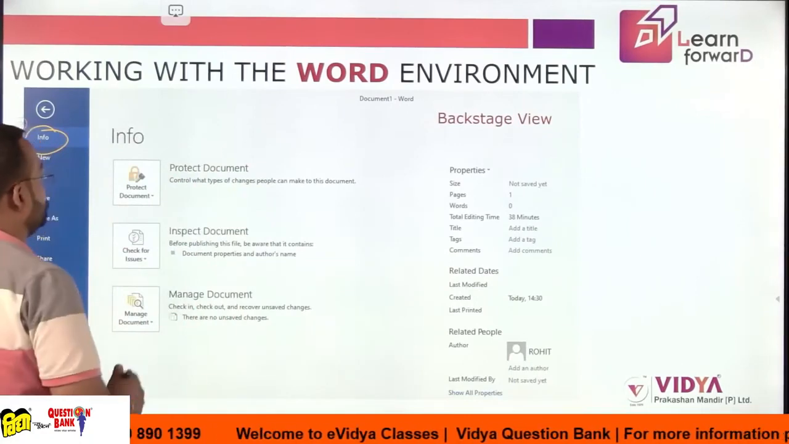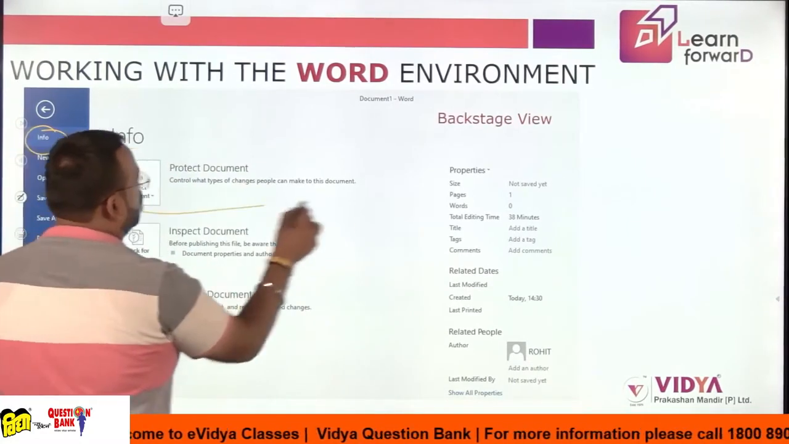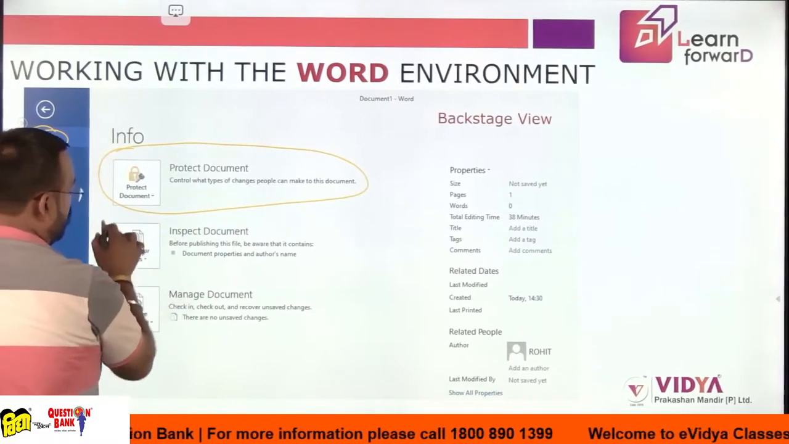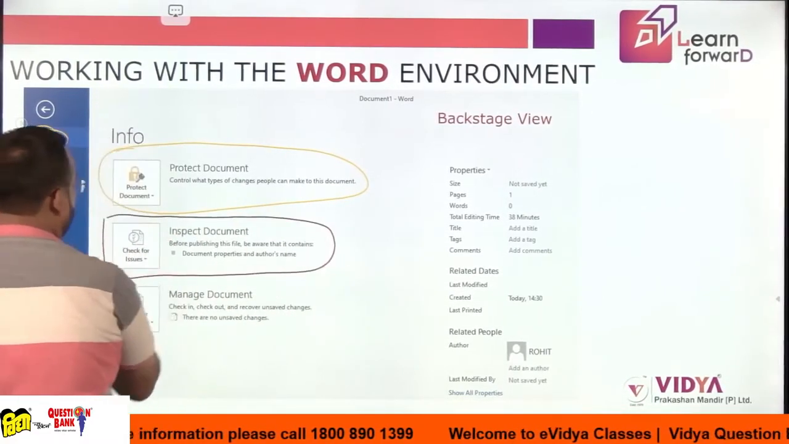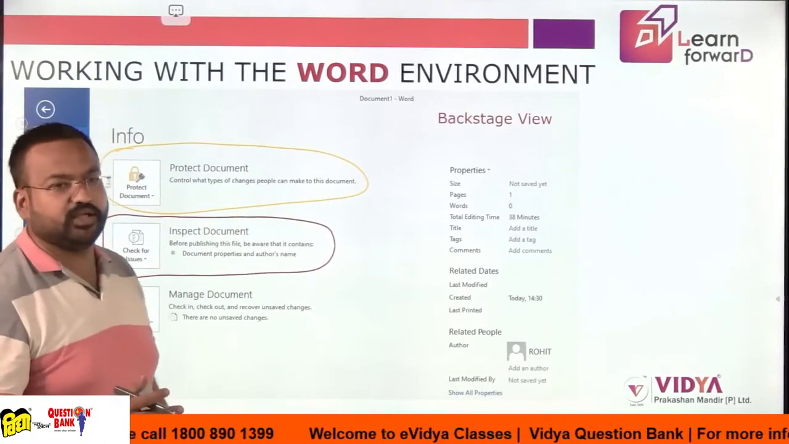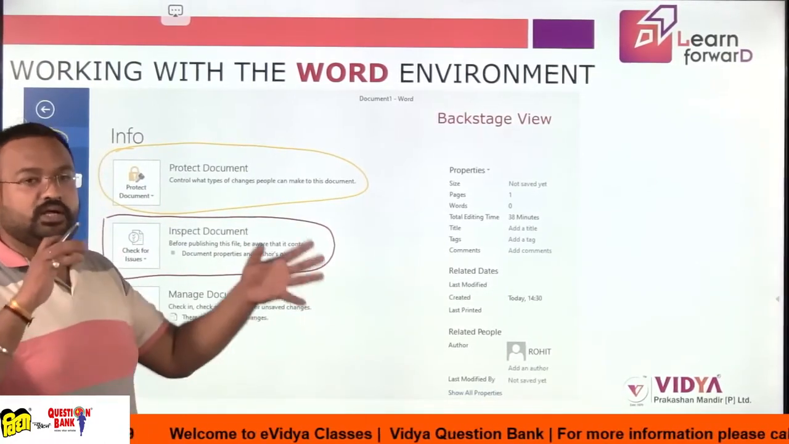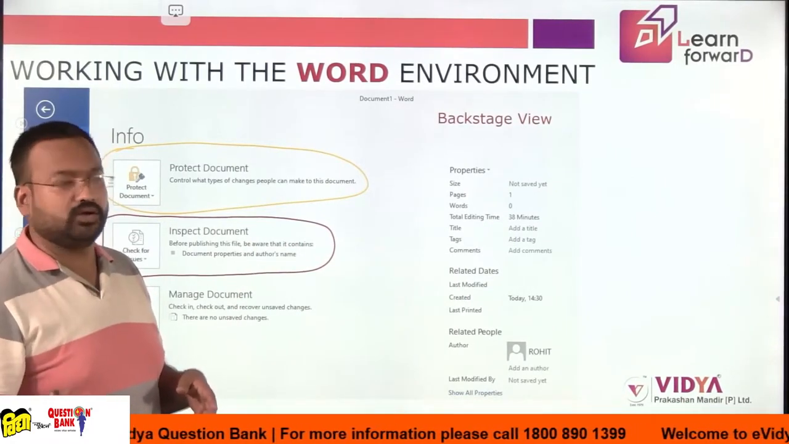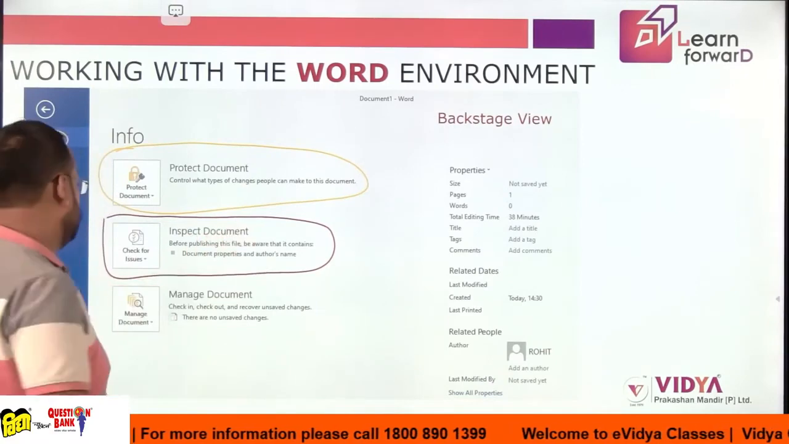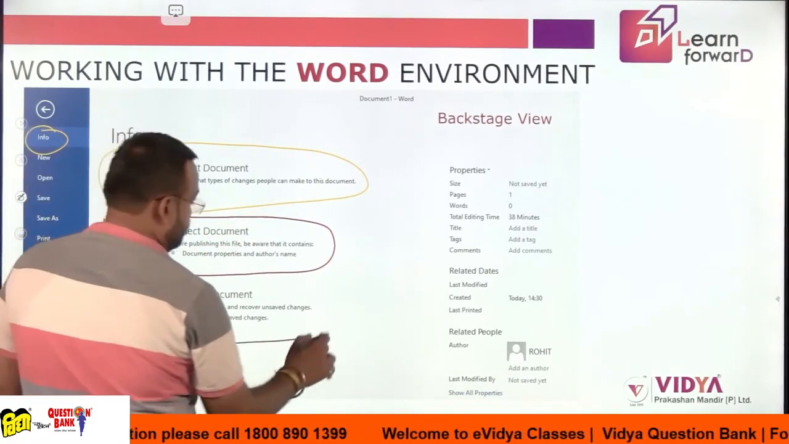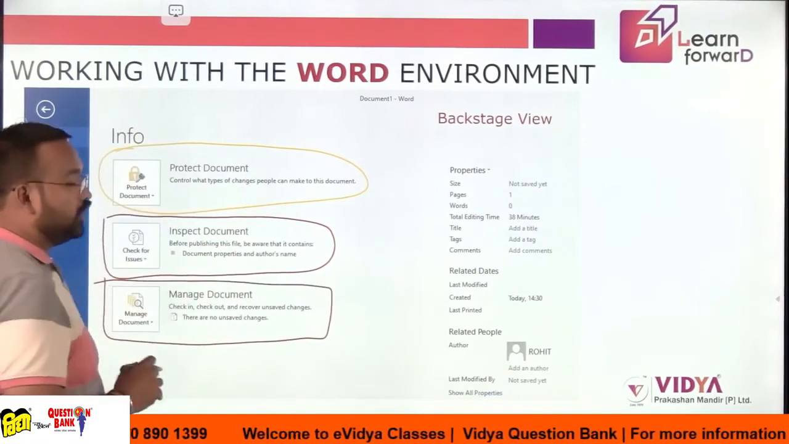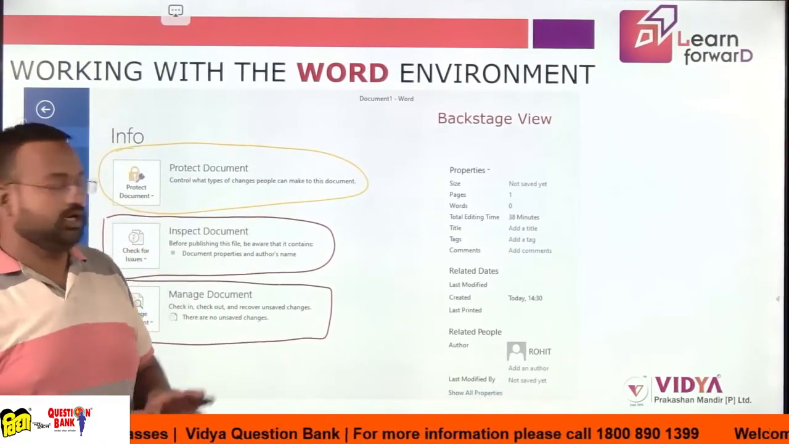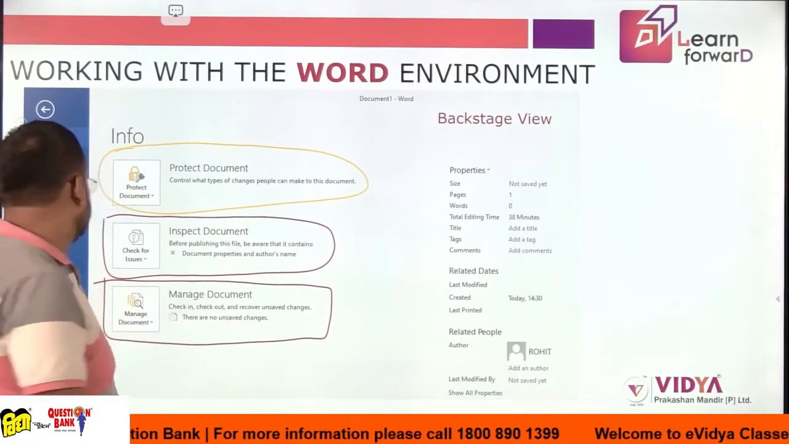That information basically contains, if you want to password protect your document, you can do it with the help of this feature. If you want to check for some issues just before publishing, like spelling mistakes or some editing you need to do, you want to check that the format is right or not, you can check it by this. And then last is your manage document. That means if you want to see that someone has made changes, and whether those changes are recovered or not, all these things you can do with the help of this feature.